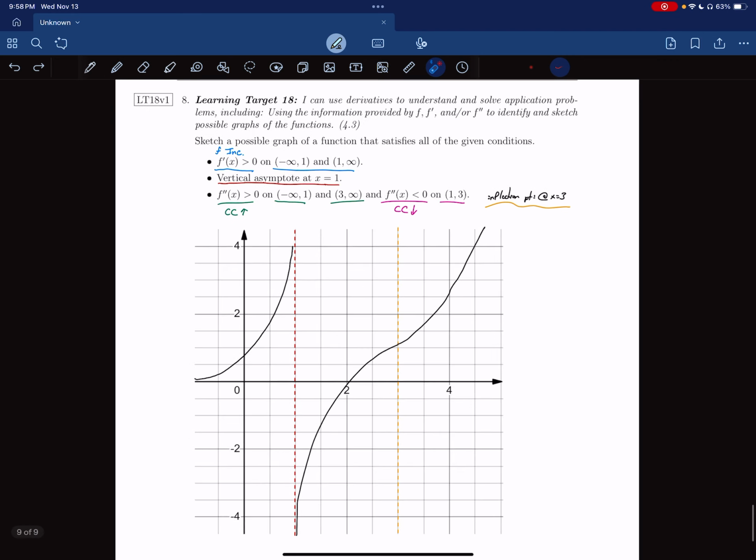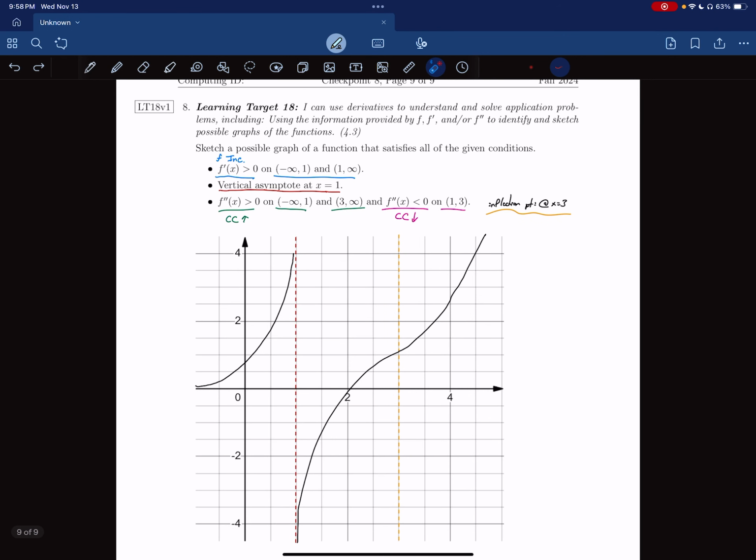Yeah, that's pretty much it. It's not super complicated. Just make sure you read those conditions, understand what those conditions mean in terms of the f primes and f double primes, and then just put it all together.